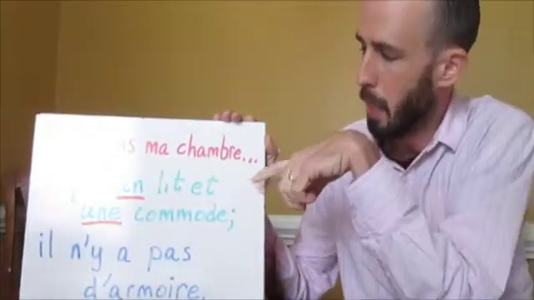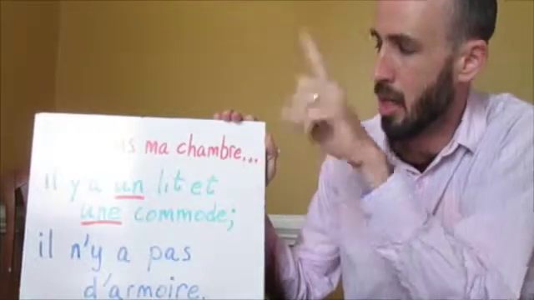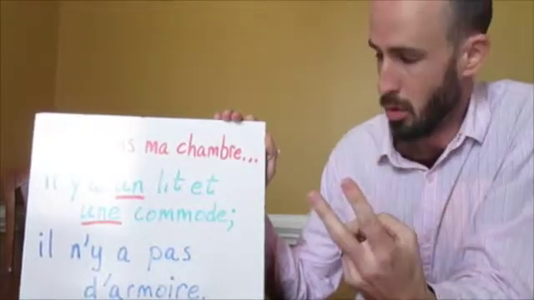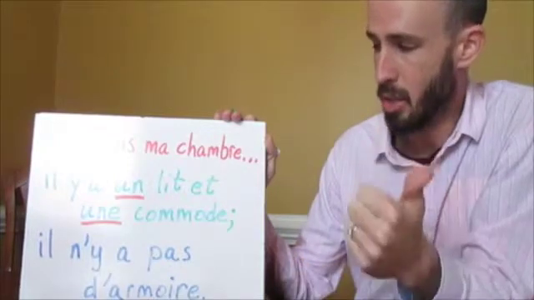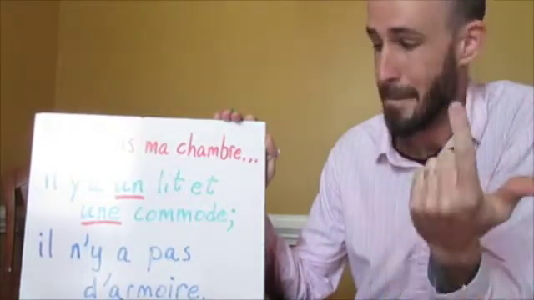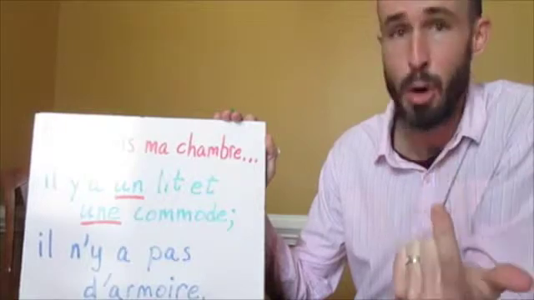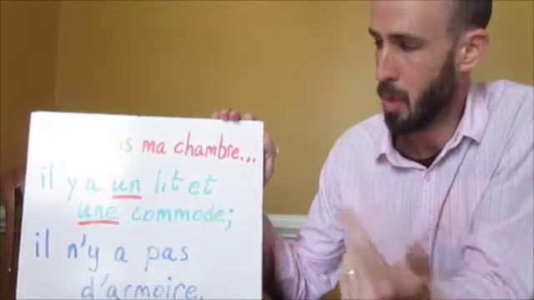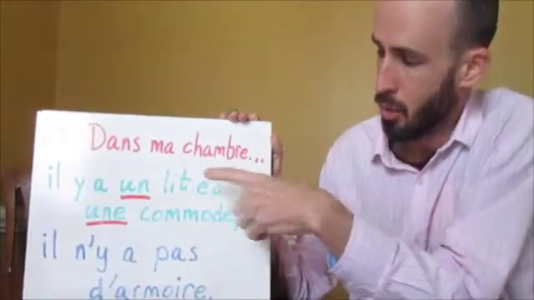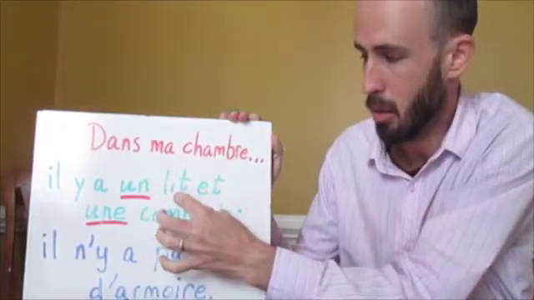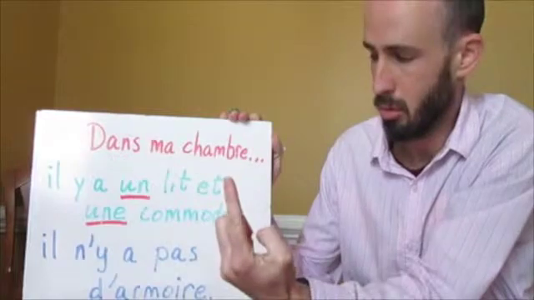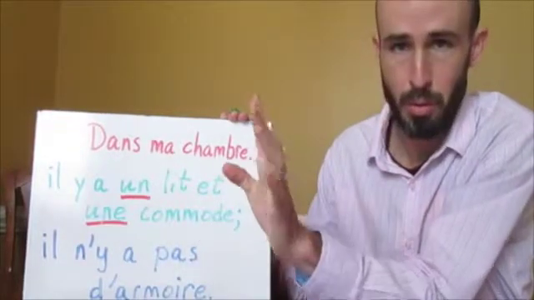Another example. Dans ma chambre, il y a un lit et une commode. Il n'y a pas d'armoire. Il y a un lit et une commode. Mais il n'y a pas d'armoire. So notice, I use an indefinite article. Un lit, a bed. Une commode, a dresser. But there's no armoire. There's no wardrobe.